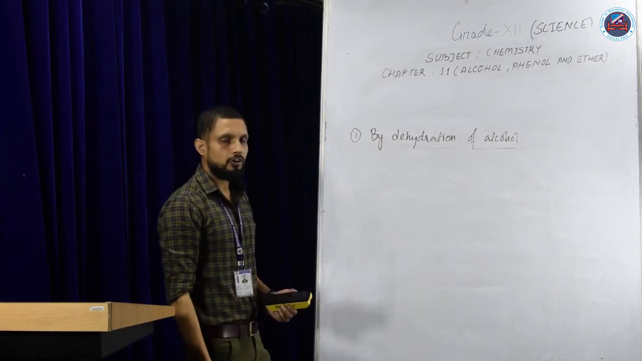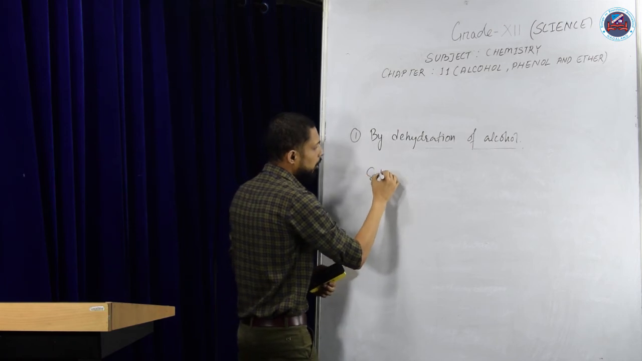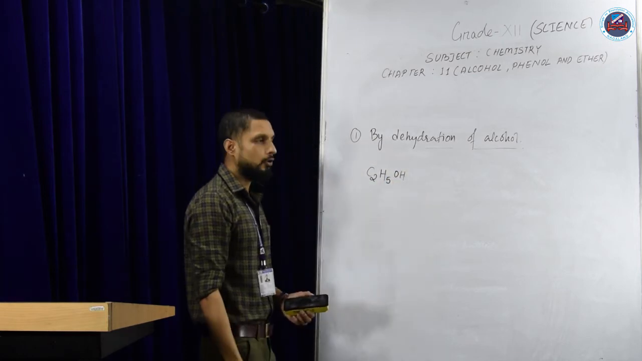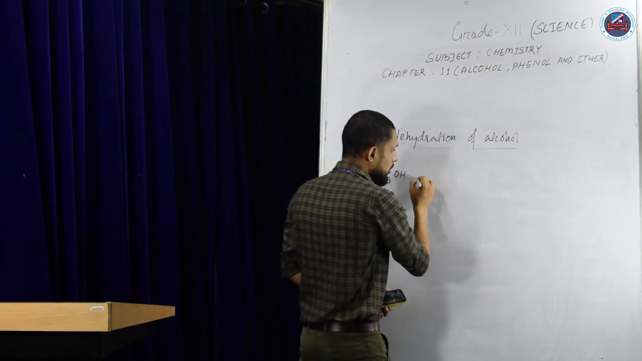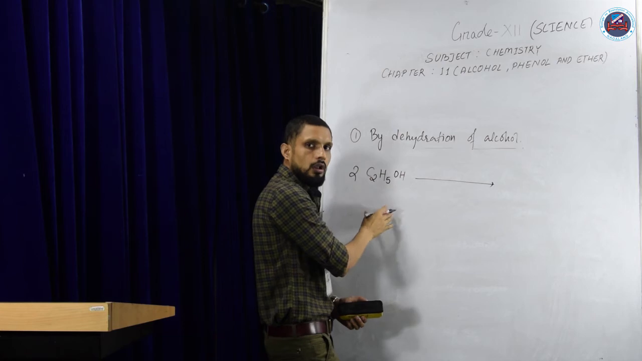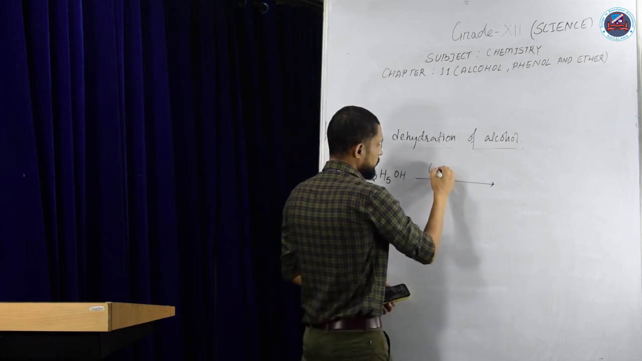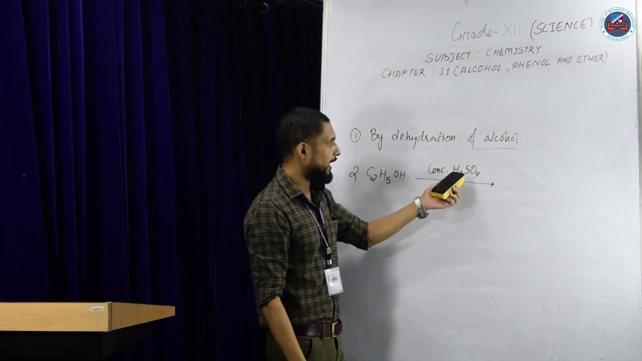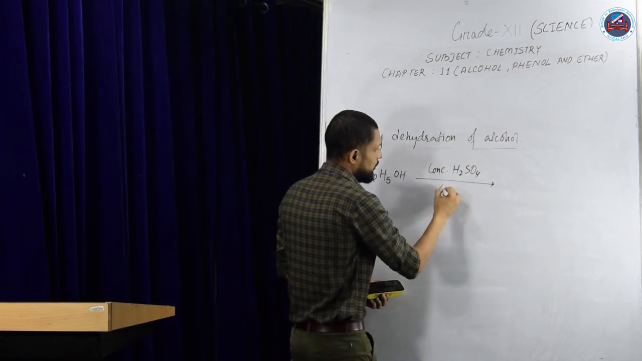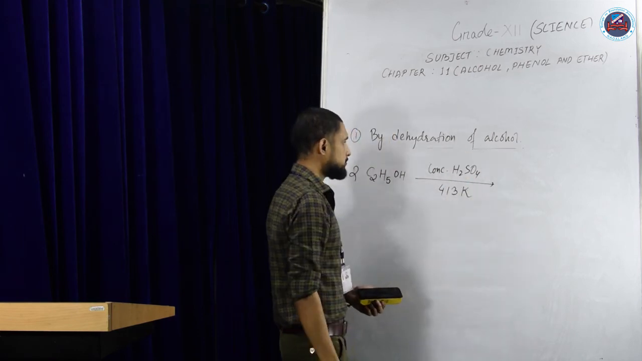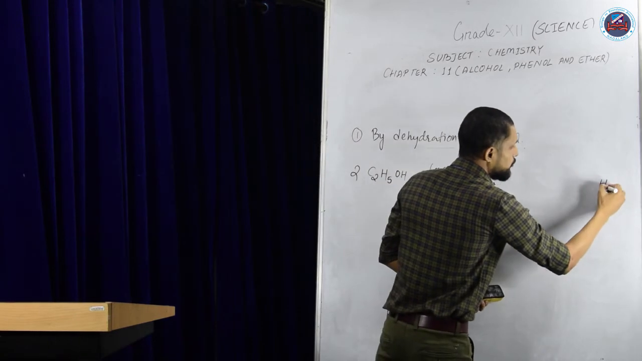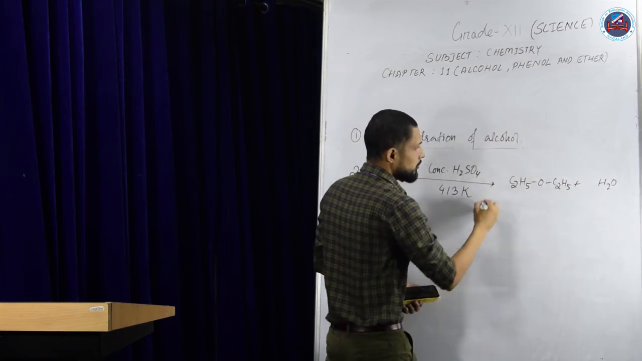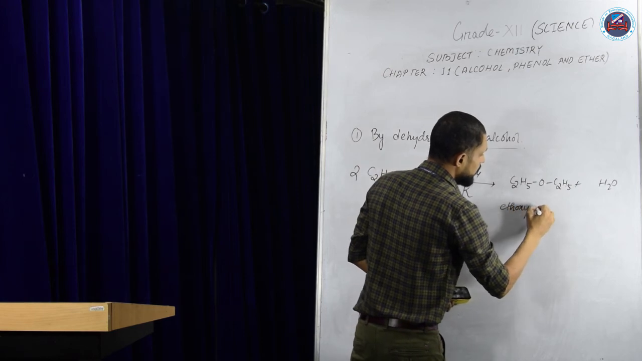In the dehydration reaction, we take 2 molecules of an alcohol, C2H5OH, and this alcohol will undergo dehydration. The reagent for the dehydration reaction is concentrated H2SO4, that is sulfuric acid, at 413 Kelvin temperature. It will release H2O and form this ether, C2H5OC2H5. The name of this ether is ethoxyethane.